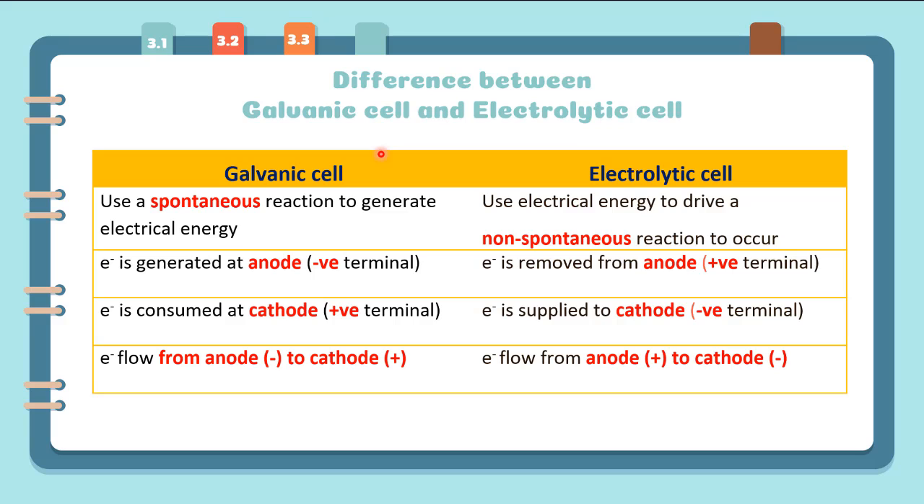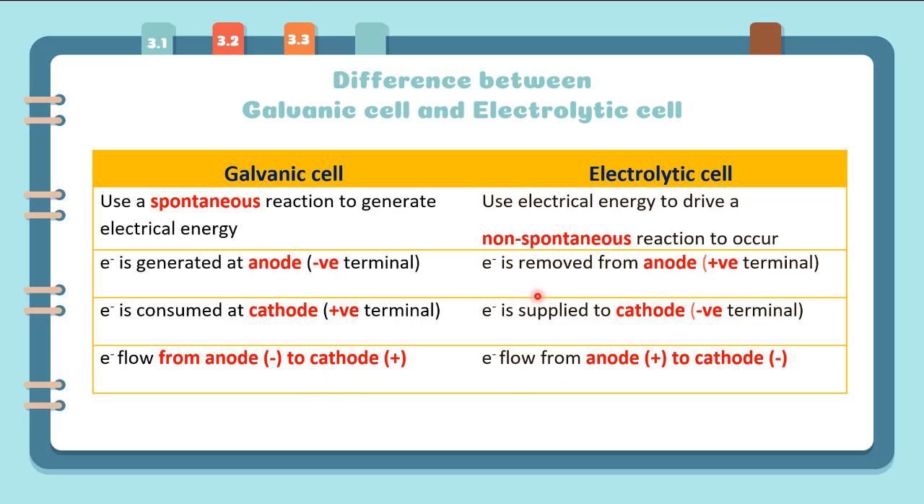As we learned in chapters 3.1 and 3.2 earlier, a galvanic cell is a spontaneous reaction in which we don't have to use a battery. For a galvanic cell, electrons are generated at the anode, so the anode is the negative terminal, and we have the oxidation process. Electrons are consumed at the cathode, the positive terminal. So electrons flow from anode to cathode, from the oxidation process to the reduction process.